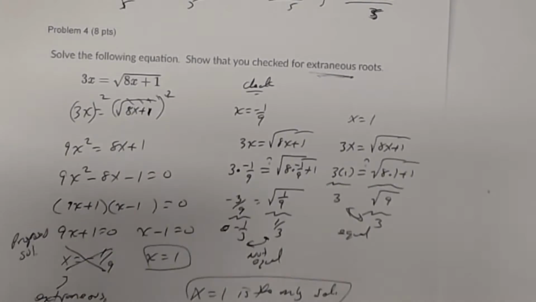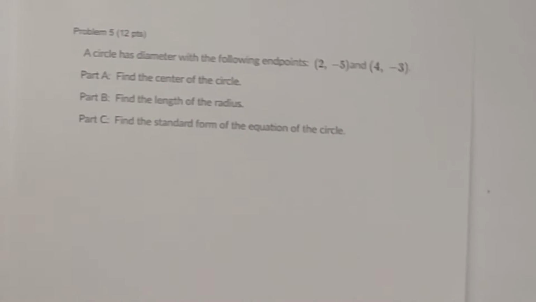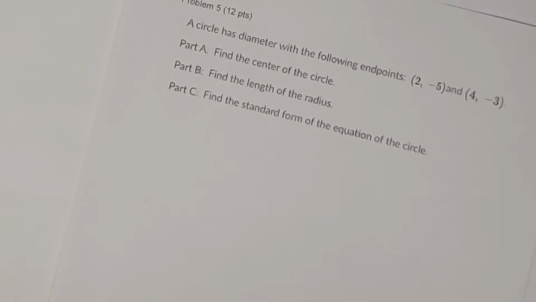Now, number 5, you are asked to do this in number 5. Let's see. So you have a circle that has a diameter with the following endpoints.